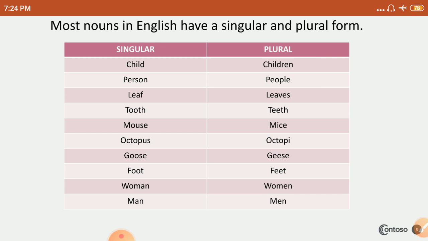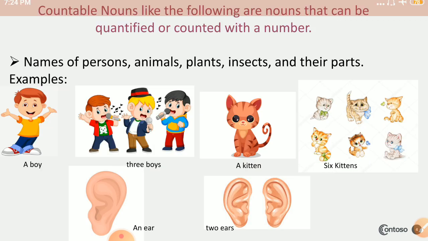And there are some nouns that don't have a plural form or singular form. For example, air, water. Okay? These don't have a plural form or singular form. I've already switched to the next slide. So let's take a look at it.